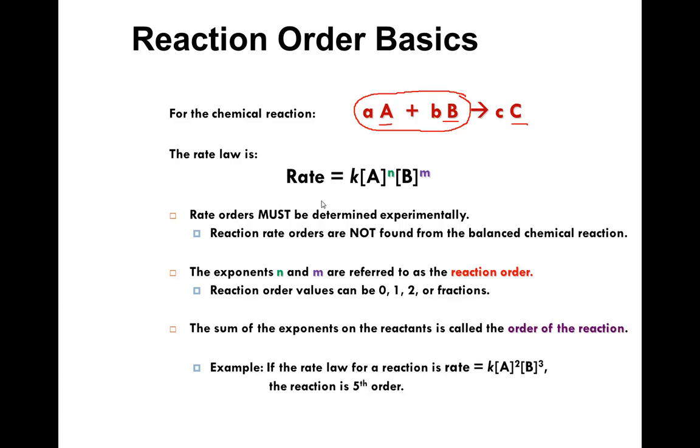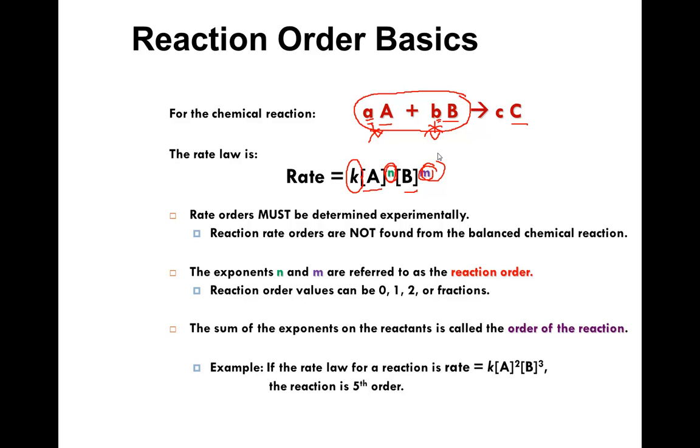So the rate law is the rate is equal to k, which is the rate constant, times the concentration of A to the n power, times the concentration of B to the m power. Notice that little a and little b are not written there anywhere. Do not make that mistake. Rate orders must be determined experimentally. Reaction rate orders are not found in the balanced chemical reaction.